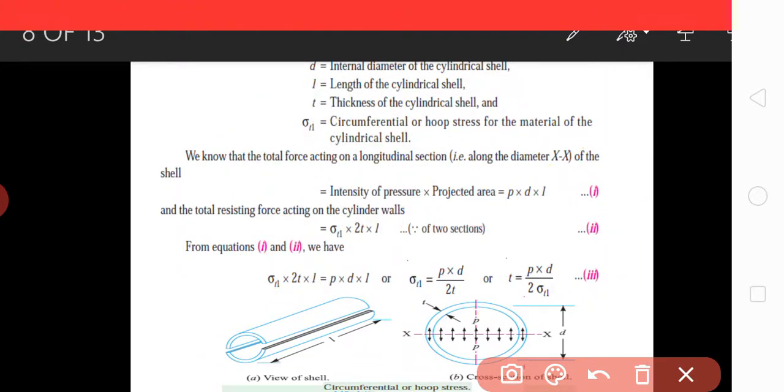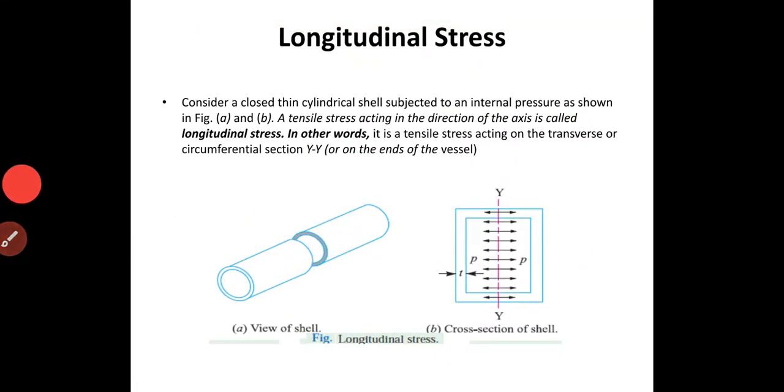Same thing is here. This is the force, this is the bursting resistive force, equating both first and second. Sigma T1 into 2T into L equal to P into D into L, which gives you T equal to PD upon sigma T1, or sigma T1 equal to P into D upon 2T. This one: longitudinal stress.